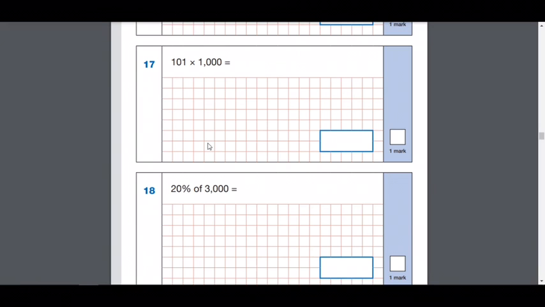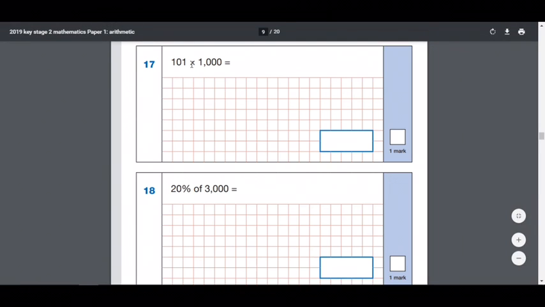Here we've got 101 multiplied by 1,000. So it's multiplied, which means you move everything to the left. And because 1,000 has got 3 zeros in it, we move it 3 places to the left. So everything will move 3 places.